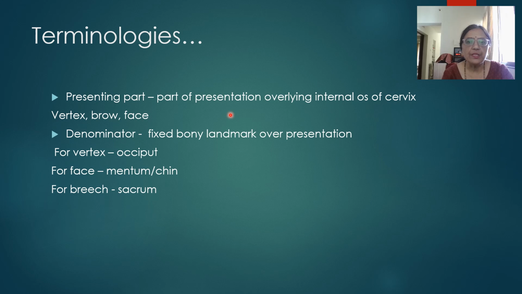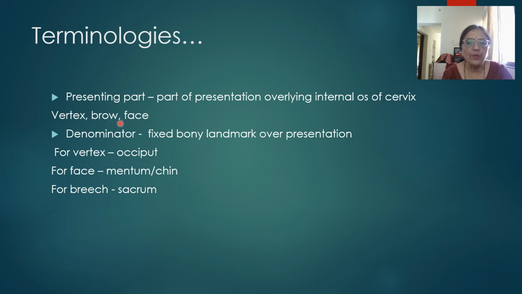Presenting part is the part of the presentation overlying the internal os of the cervix, which is felt as the first, most leading part of the fetal head or fetus when we do the per vaginal examination during labor. Depending on the attitude of the fetal head, if the head is flexed, then the presenting part is vertex. If it is neither flexed nor extended, it will be brow, and if it is extended, then the face will be the presenting part.